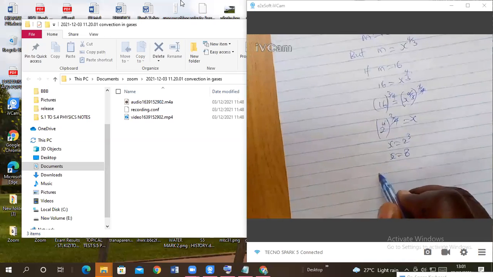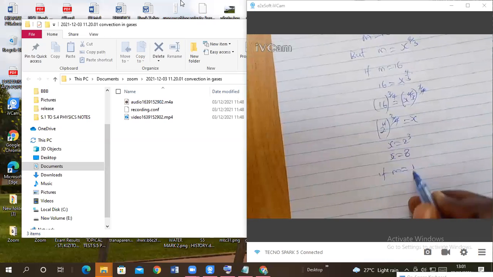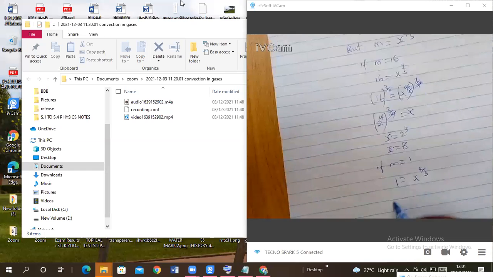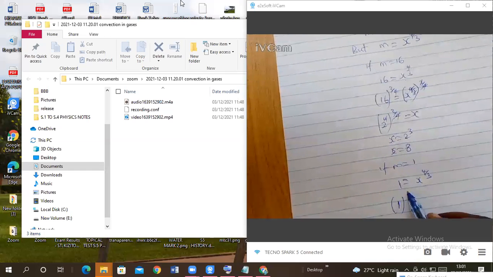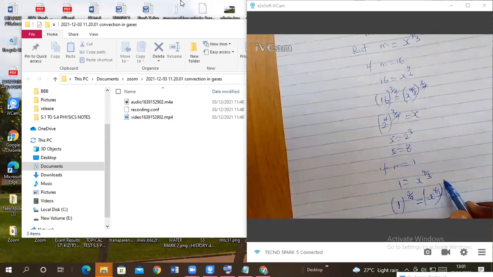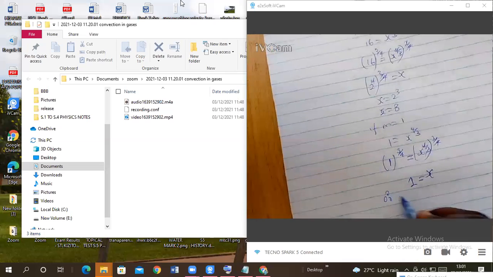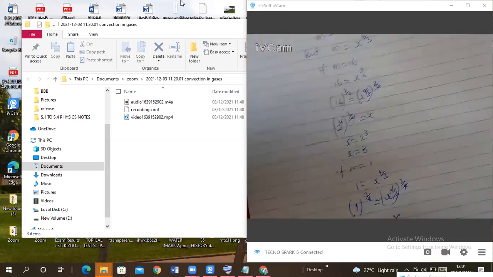And when m is 1, it means I have 1 is equal to x to the power 4 over 3. Again, you do the same. If you want to get the value of x, you raise to the power of the reciprocal. So we have x to the power 4 over 3, all to the power 3 over 4. So these will again cancel, and x becomes 1, since 1 to any power is always 1. So the values of x are 1 and 8. Any question here?